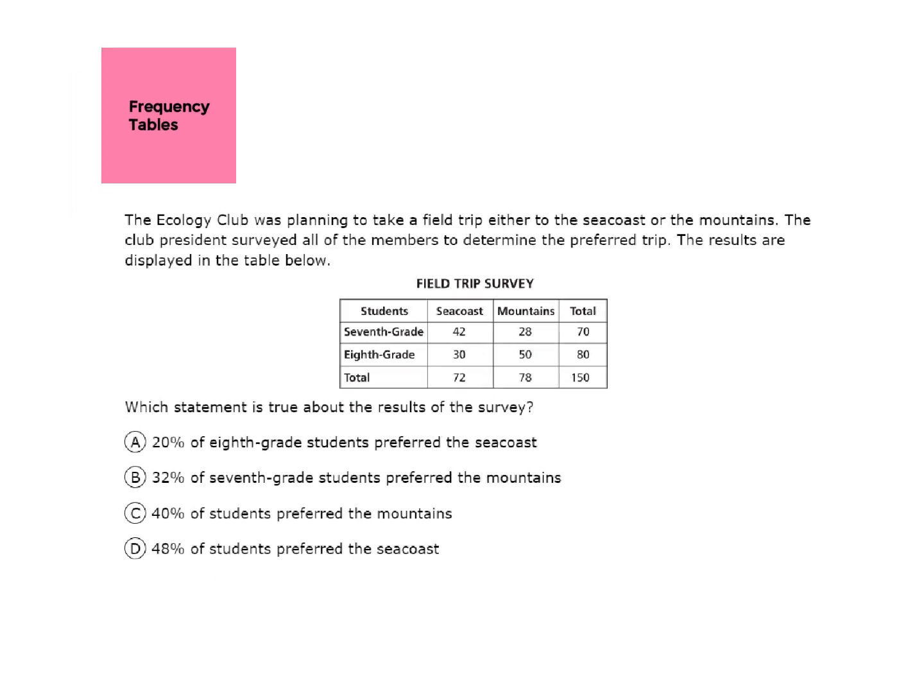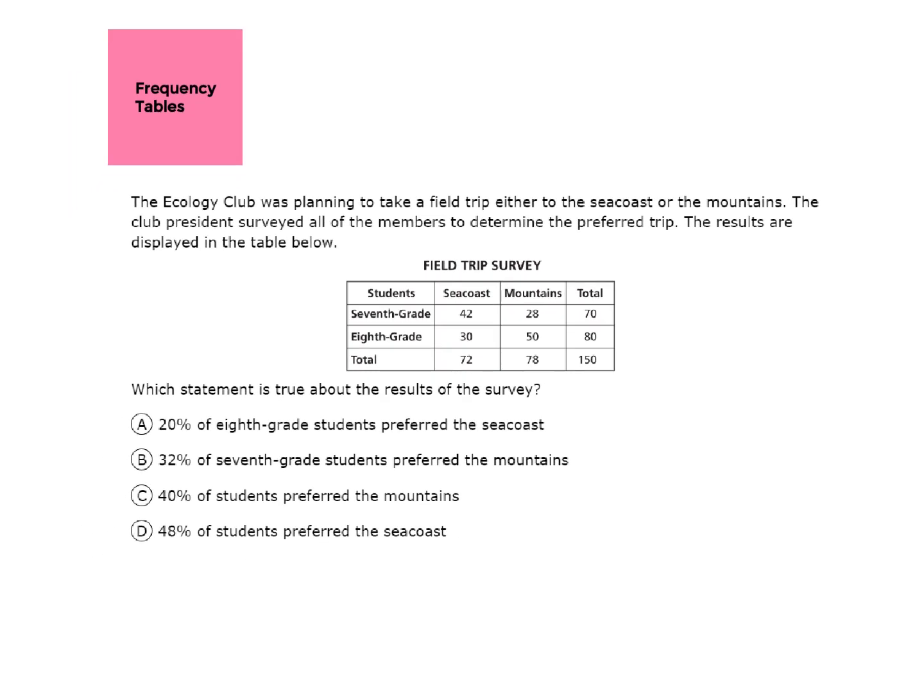Okay, we've done some work with our tables. So we have a frequency table. The club president of this club does a field trip survey, and the results are already displayed for us. Which ones are true? So we want to decide which one is true. That means we actually have to check everything.